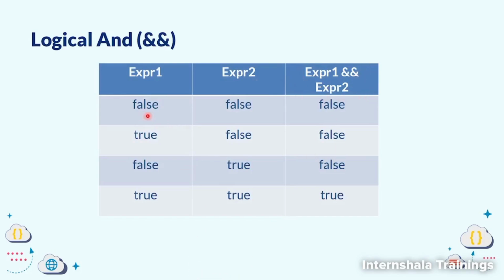Now, if expression 1 is false and expression 2 is also false, we get the result as false. If the first one is true and the second is false, we get the result as false. Similarly, if the first one is false and the second one is true, we get the result as false. But if both the expressions are true, then we get the result of logical AND as true. So this implies that we will get a true result only if both the expressions are true, and we will get the result as false if any one expression is false. Let us move to the IDE and check an example for the same.